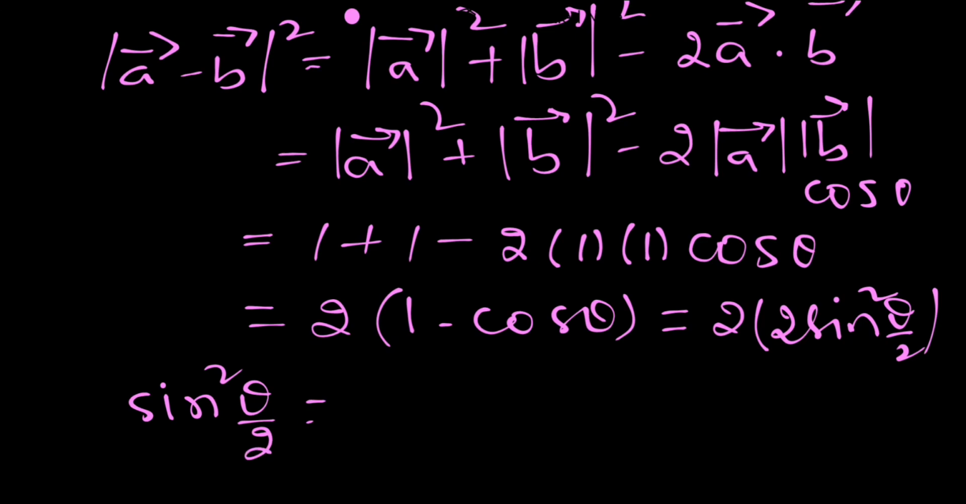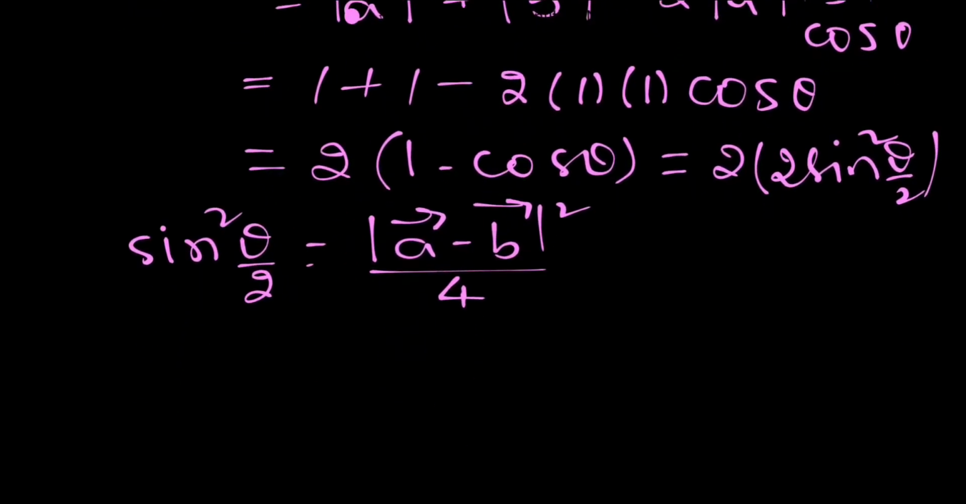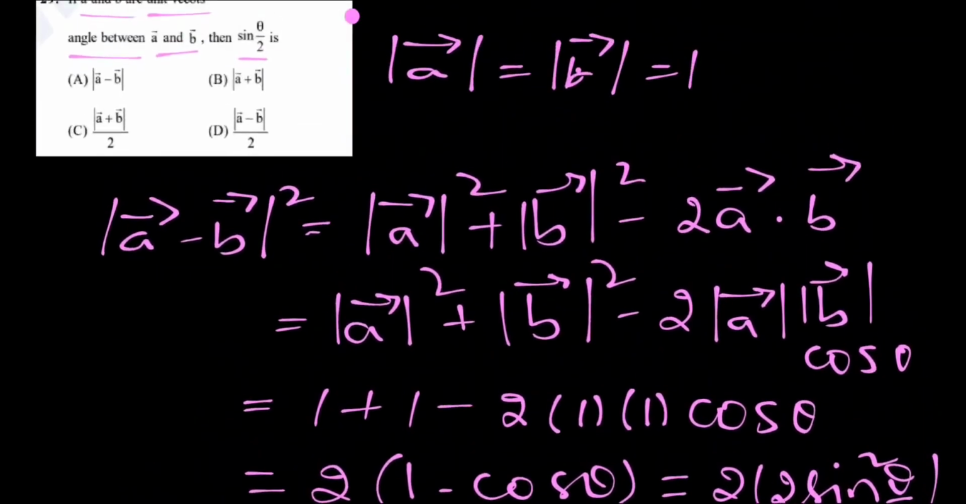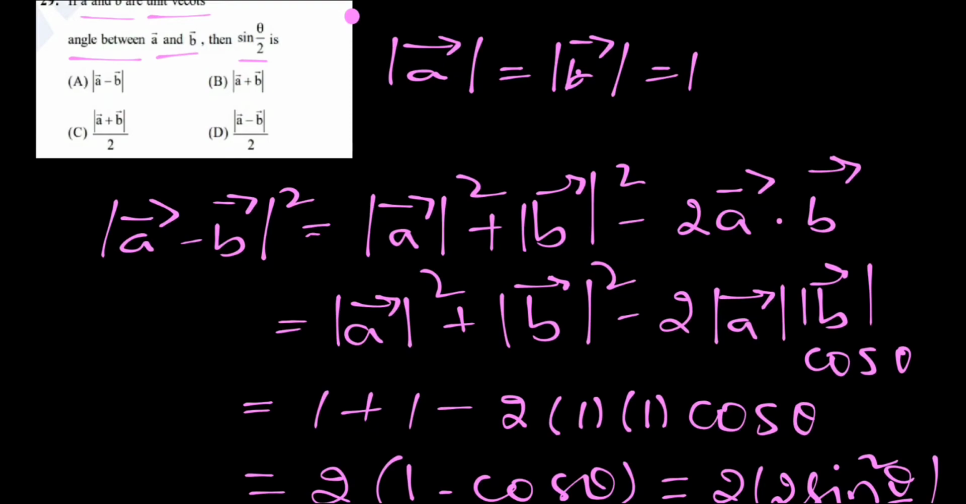We need the sin square theta by 2 answer. So it is equal to magnitude of A bar minus B bar whole square divided by 4. Next, we need just sin theta by 2. If you send the square to this side, it will become a root, so the square root gets cancelled. Magnitude of A bar minus B bar divided by 2. So now the correct option is D.